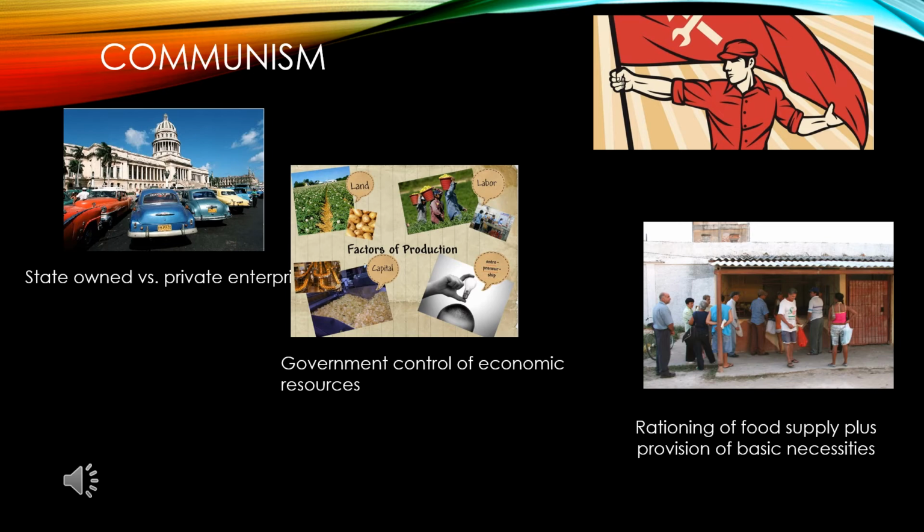Production in Cuba is only intended to meet all basic human needs, and the government provides most or all of the food, clothing, and other necessities. It also means that the government has to ration and manage food supply.